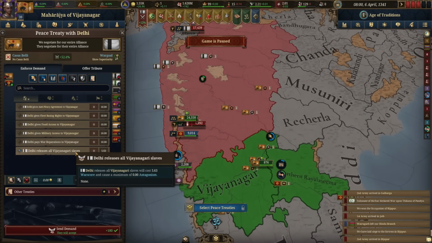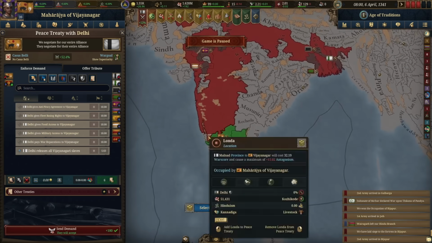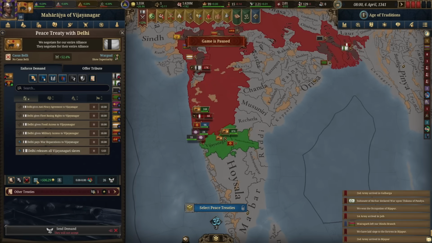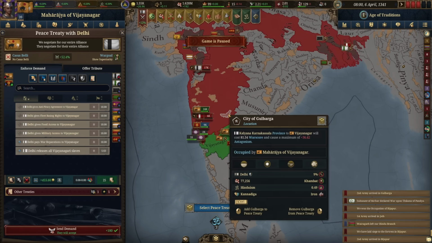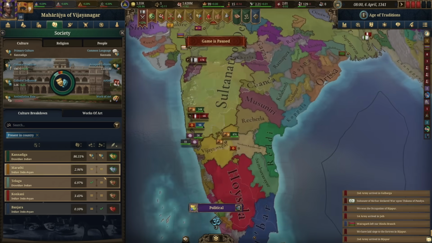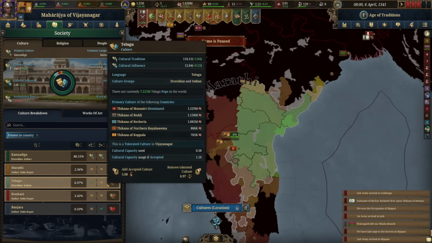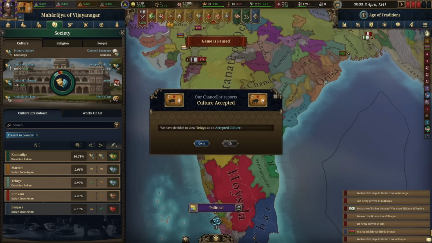We're going to want for Delhi to release all Vijayanagar slaves. Let's ask for war reps and as much money as we want. This is what I suggest you do yourself. Don't worry about taking land. We're about to make most of this land pretty much unlivable. And just in case there were a couple extra slaves you can go ahead and free, I'd recommend adding these guys and these guys to accepted culture as well.